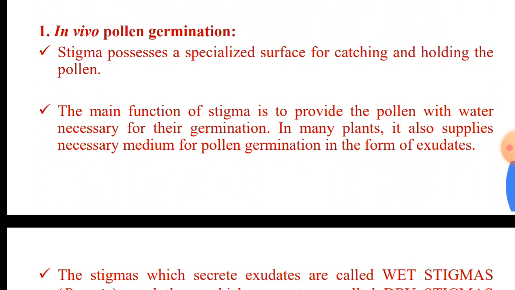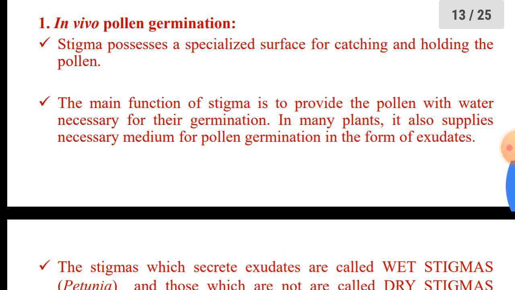Now, in vivo pollen germination. Stigma possesses a specialized surface for catching and holding the pollen. The main function of stigma is to provide the pollen with water necessary for their germination. In many plants, it also supplies the necessary medium for pollen germination in the form of exudates.